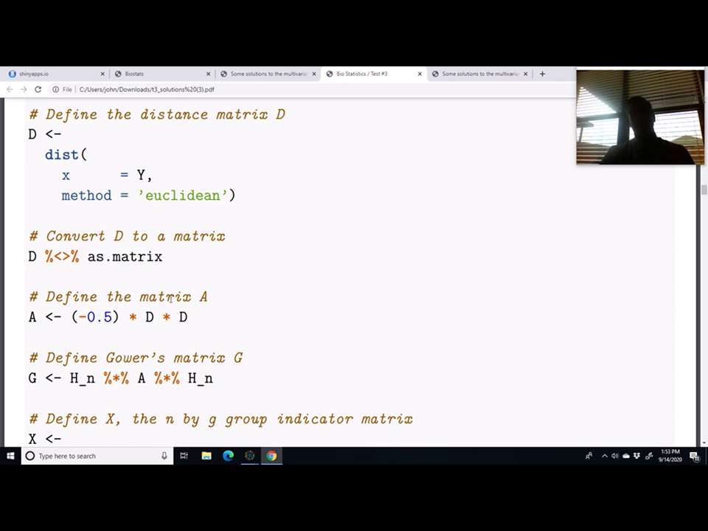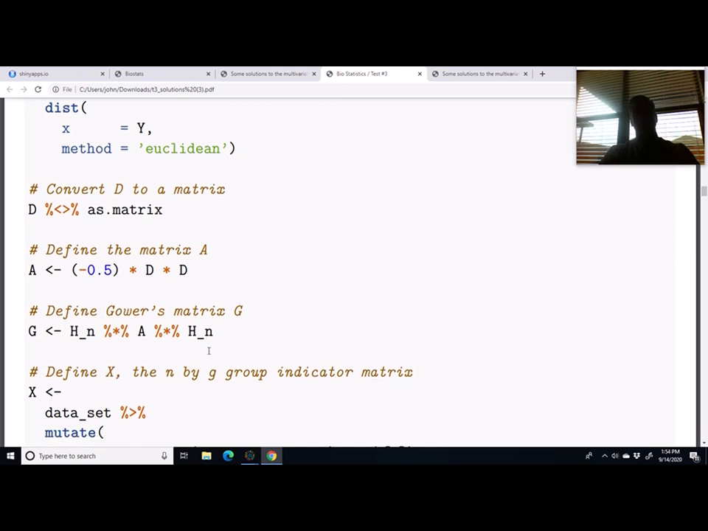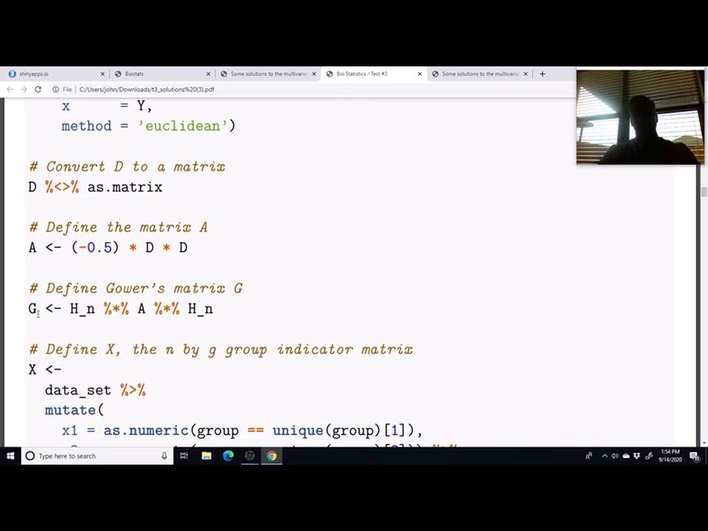Notice this is the Hadamard product. If you just multiply a matrix with the ordinary multiplication symbol, then it gives you element-wise multiplication. And then Gower's matrix will be the centering matrix times A times the centering matrix. Okay, so that's how we get G.